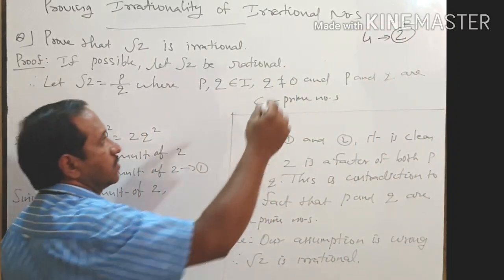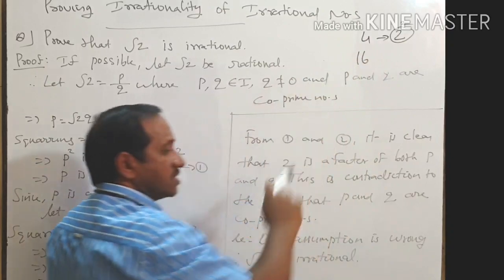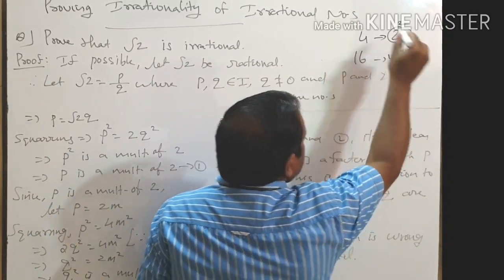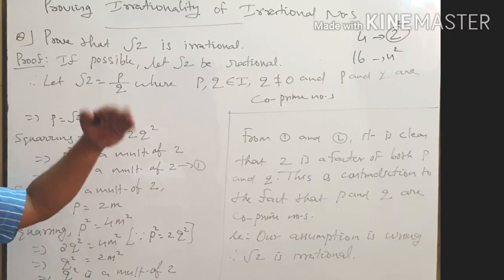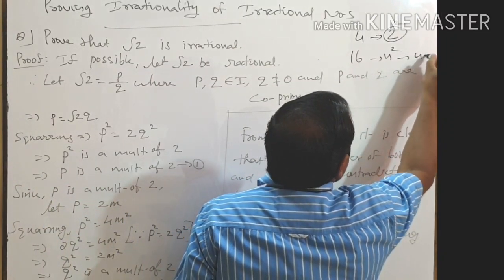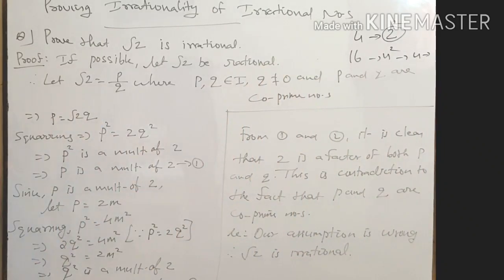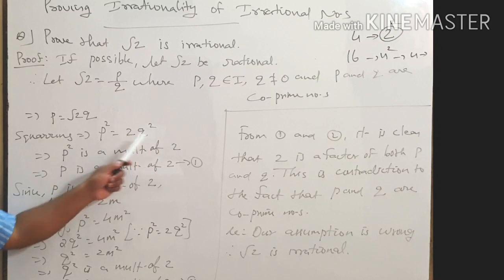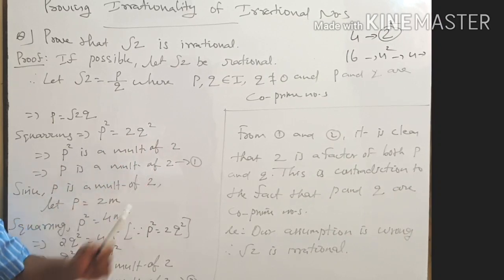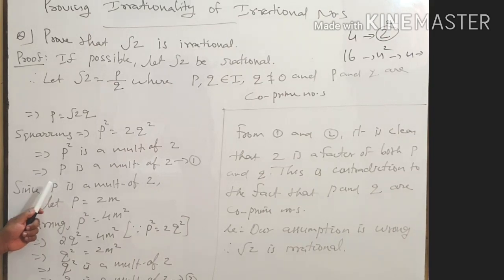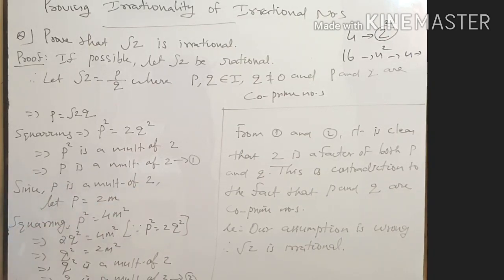Another example. 16 is a multiple of 2. 16 means 4 square is a multiple of 2. That means 4 is also a multiple of 2. Therefore, if p square is a multiple of 2, p is also a multiple of 2. We don't know what is the value of p, but we know that p is a multiple of 2.